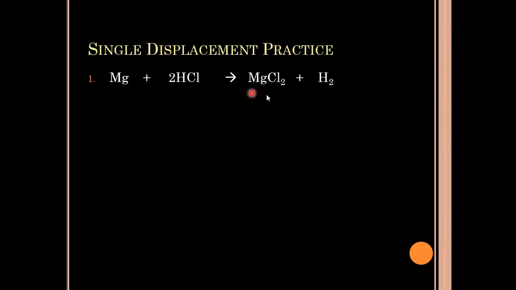Okay, so how do we predict the products? We know that magnesium is going to combine with chlorine. So you have to do the crisscross rule. So Mg is +2, Cl is -1. You crisscross and you get MgCl2. And what's left is hydrogen. And remember, hydrogen never exists on its own. It always exists in twos as a diatomic.